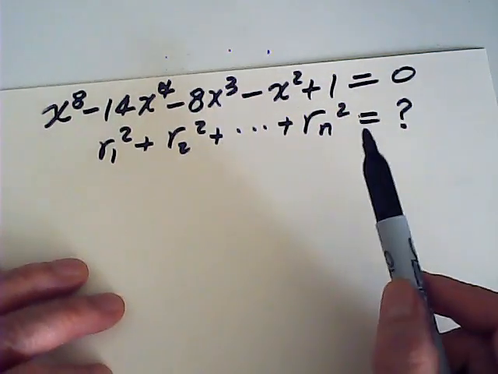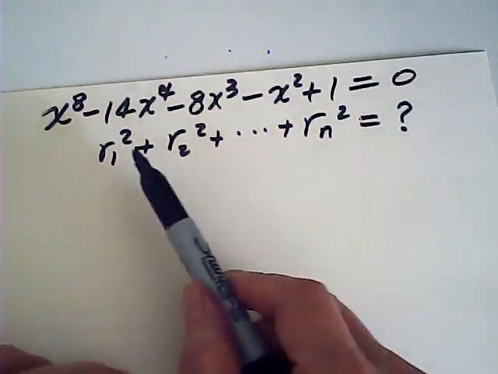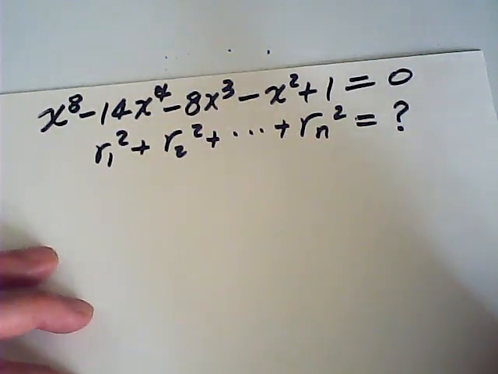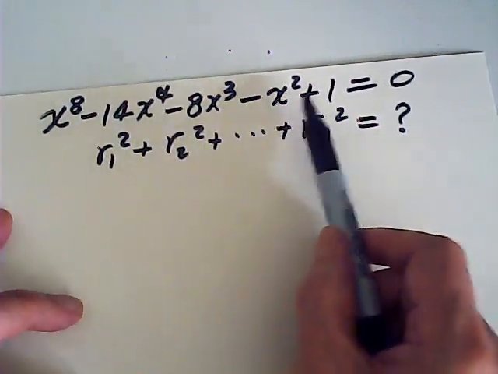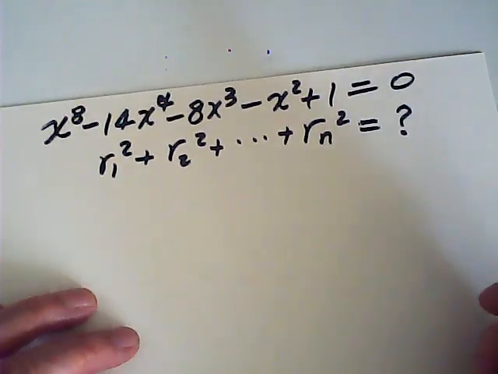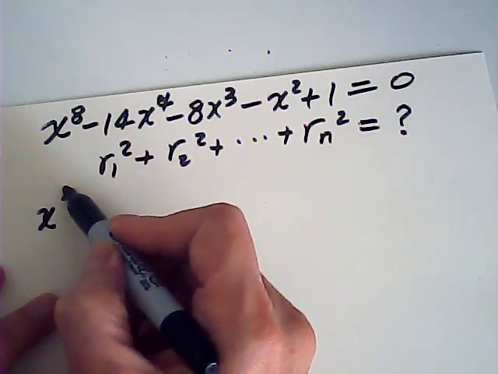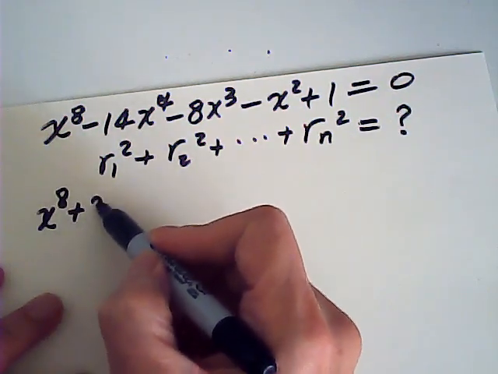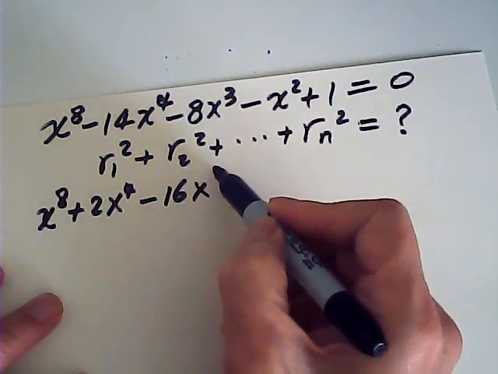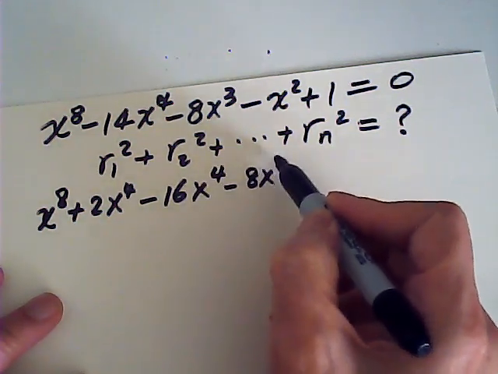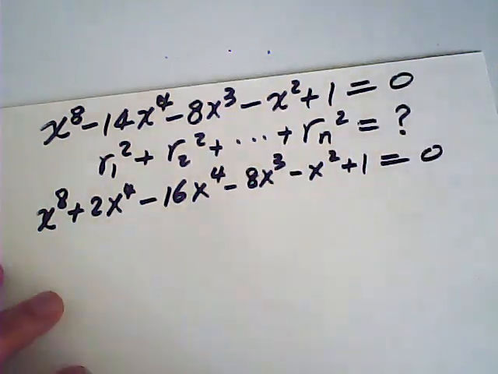So this makes the question a little complex, and we don't know how many roots are real. So let's factorize this polynomial, so we try to find the nature of the roots. Now this polynomial can be written as x8 plus 2x fourth minus 16x fourth minus 8x cubed minus x squared plus 1 equal to 0.